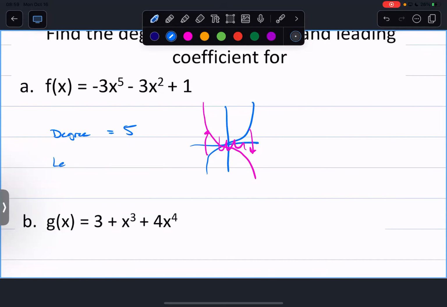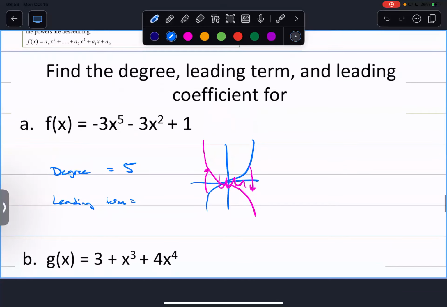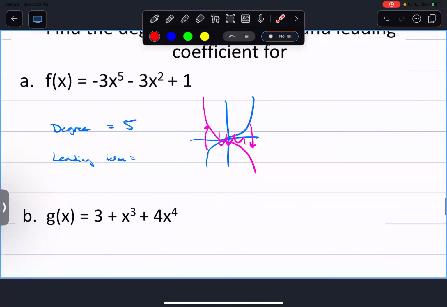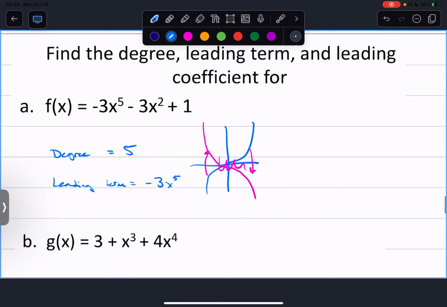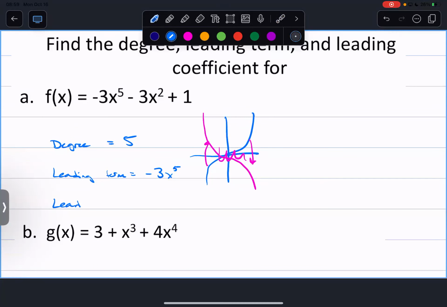But what's the leading term? It has to be -3x to the 5. How many terms in f of x? 3: 1, 2, 3. So the leading term is -3x to the 5, and the leading coefficient is -3.